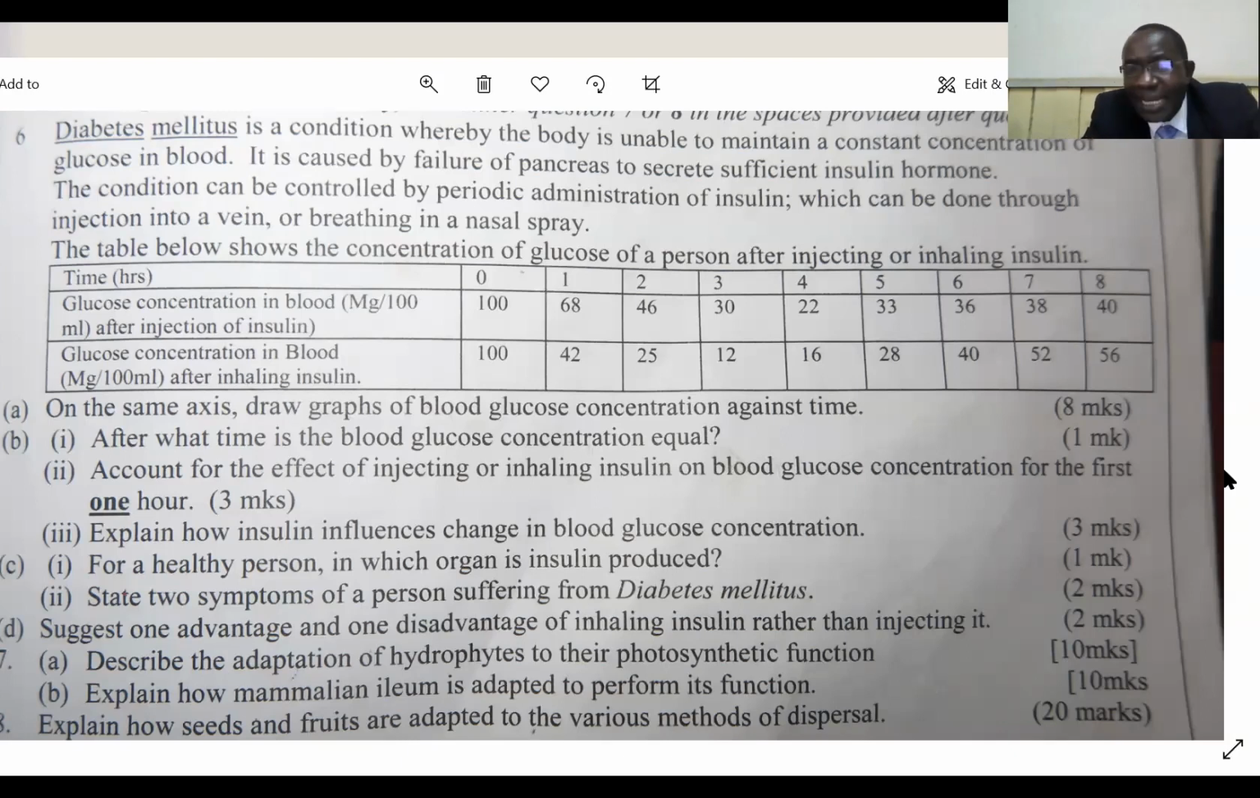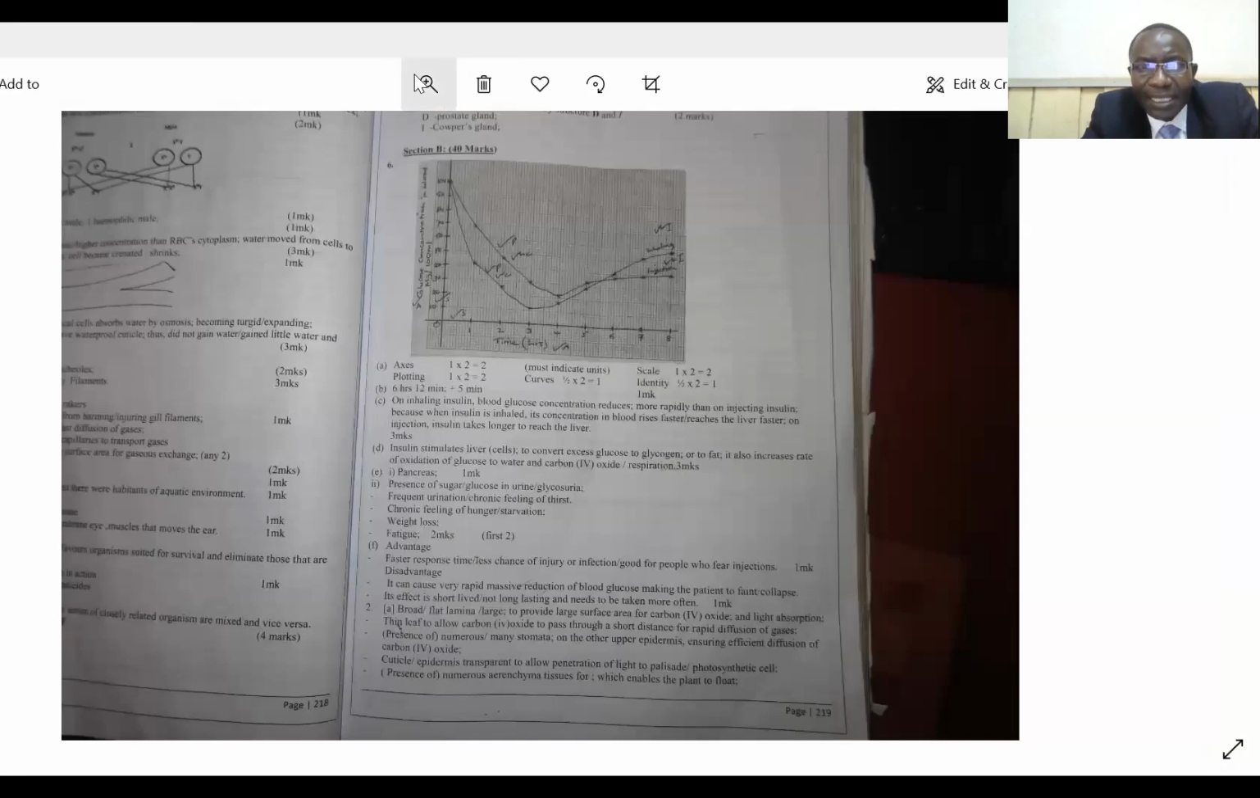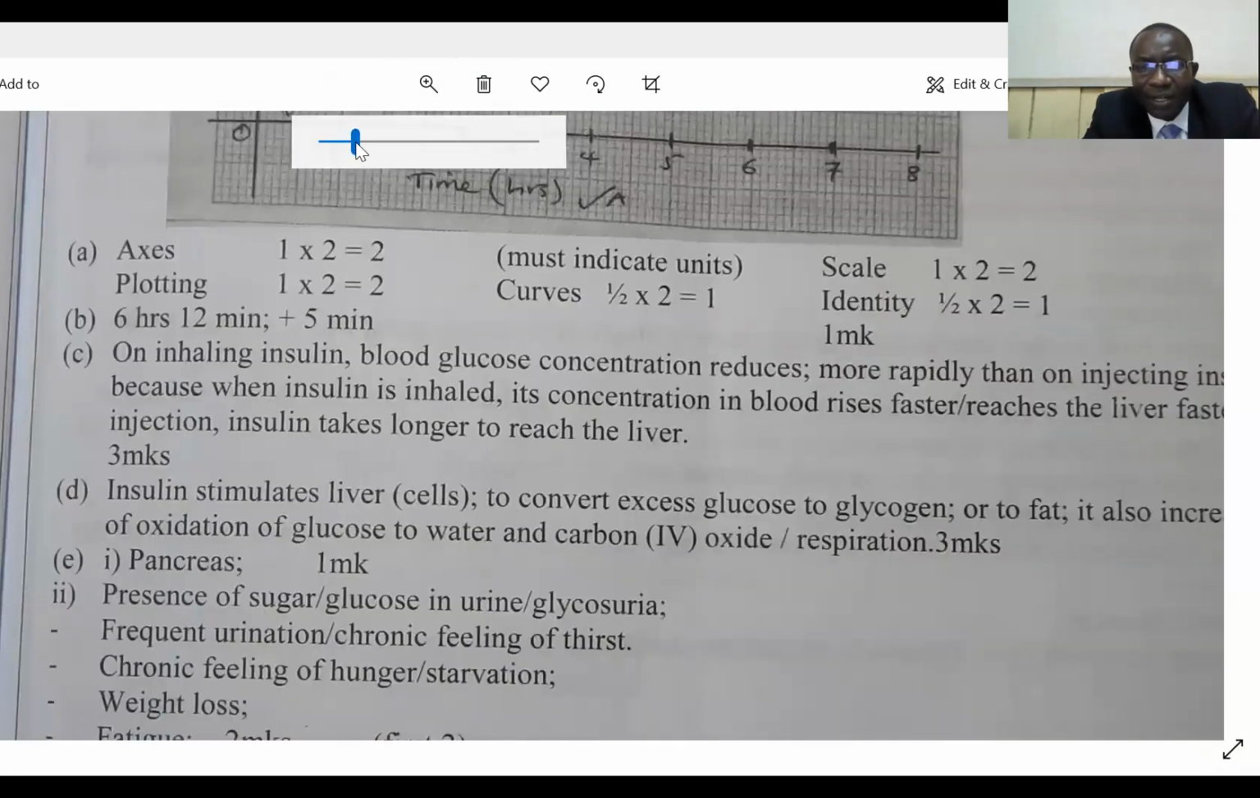I now want you to go and see the answer to that question, B part 2, so that I can show you exactly the marking points of that question. I'm getting it for you enlarged so that you can see. Very good.